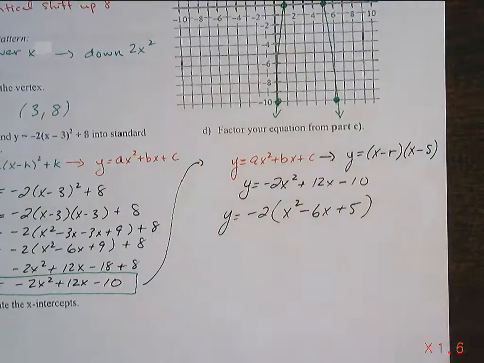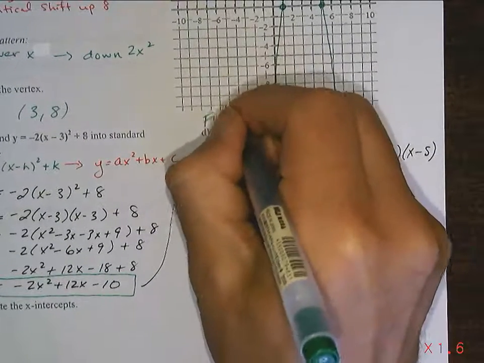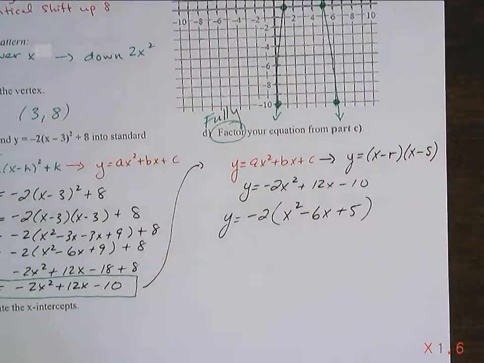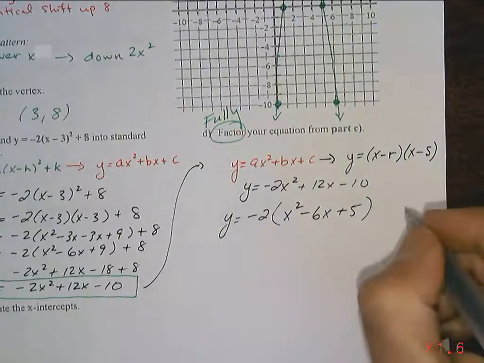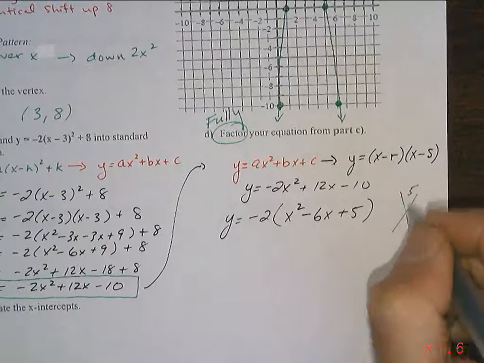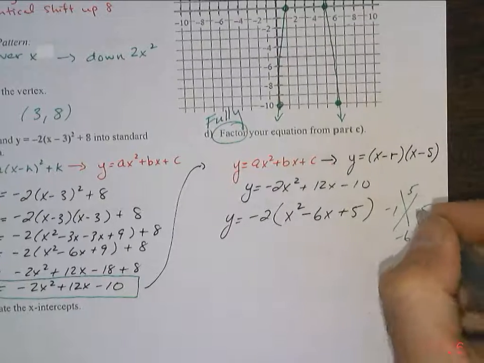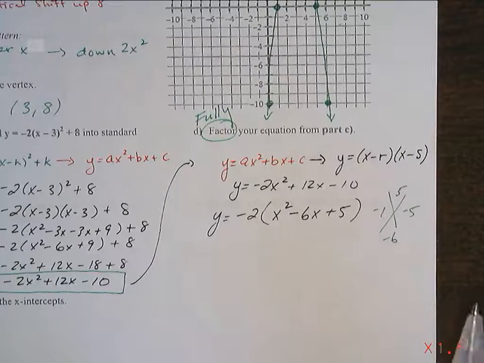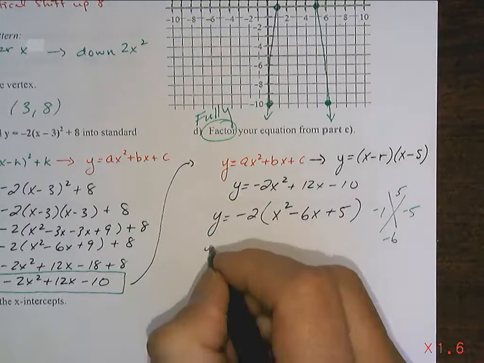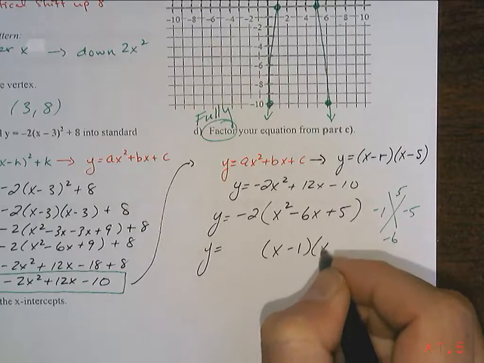We have factored, but the question is, have we fully factored? You will always fully factor for me. You'll keep factoring till you can't factor anymore. Two numbers that multiply to 5 but add to give me negative 6. I'm thinking of 1 and 5, and negative 1 and negative 5. Negative 1 times negative 5 is 5. Halfway there. Negative 1 plus negative 5 is negative 6. All the way there. So this trinomial is x minus 1, x minus 5.